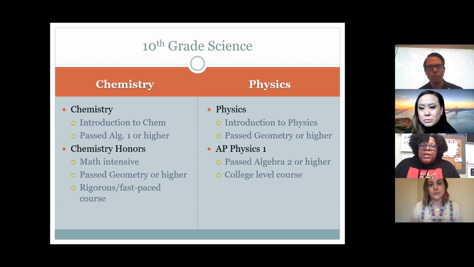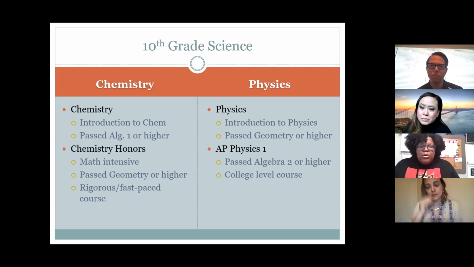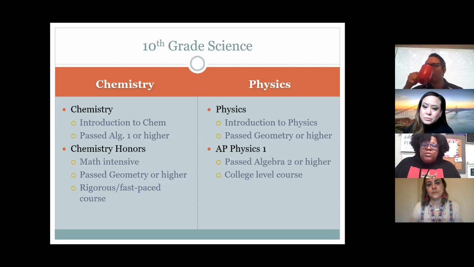We also have physics and AP Physics 1. Physics, introduction to physics, you're going to pass Geometry or higher. It's a college prep level class, whereas AP Physics 1 is a college level course. And with that, it's going to come with the homework load of a college level class. So it is going to be probably twice as much as a physics course. For AP Physics 1, you want to pass Algebra 2 or higher. With all these courses, we hope that you talk to your teachers and work to make informed decisions, because this is a class that you need for high school graduation and for college eligibility.